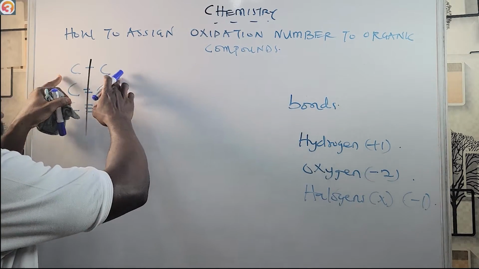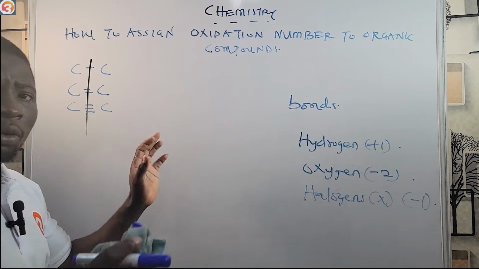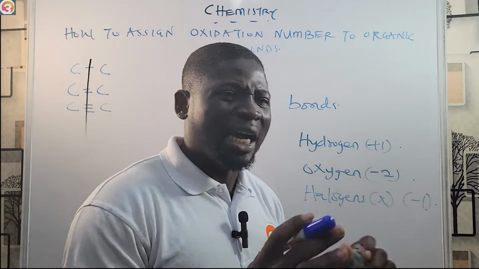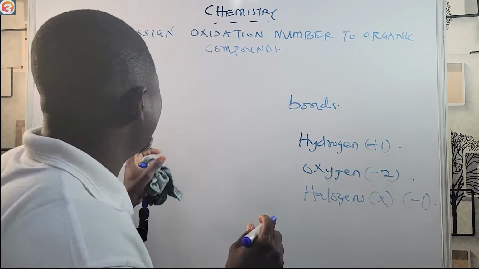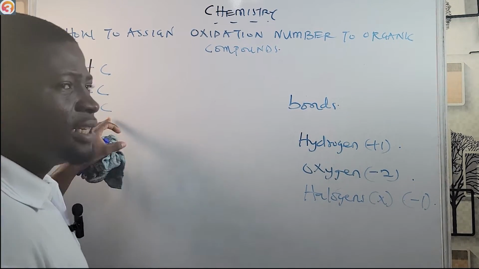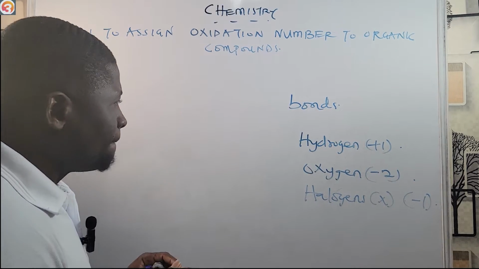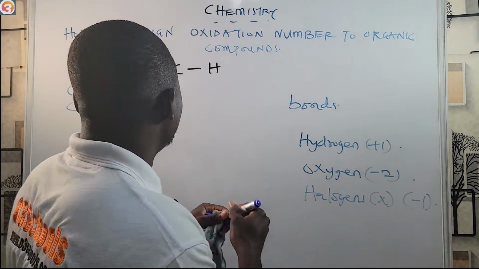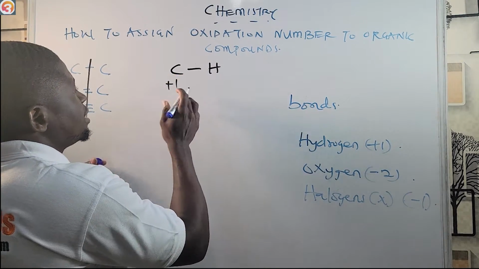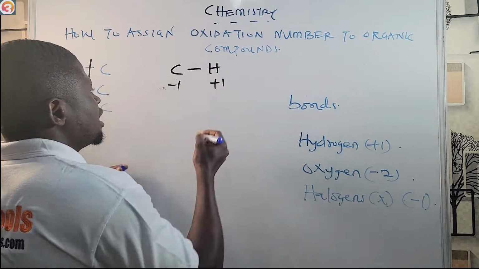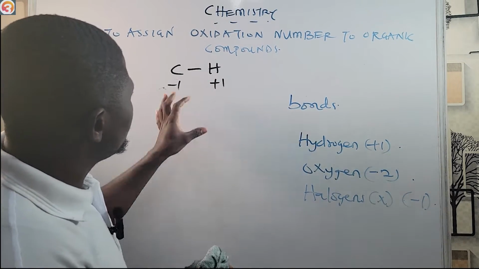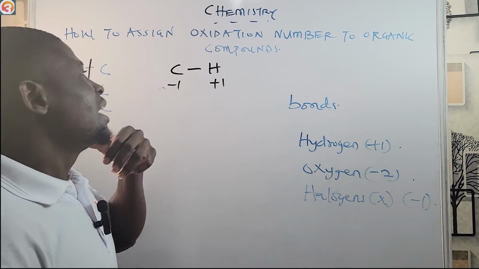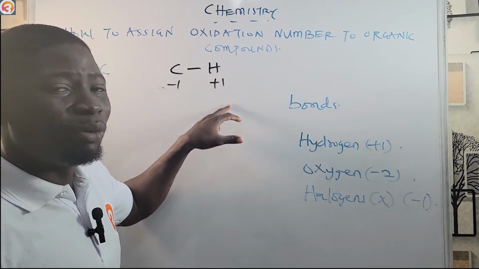So whenever we see a carbon to carbon single bond, double bond, or triple bond, we ignore the oxidation number or charge there. We say that the charge between these two carbon atoms is zero. Now, when carbon is bonded to, let's say, hydrogen, the oxidation number of carbon is -1, and hydrogen is +1. The reason the oxidation number of carbon is negative when it is bonded to hydrogen is because carbon is more electronegative than hydrogen.